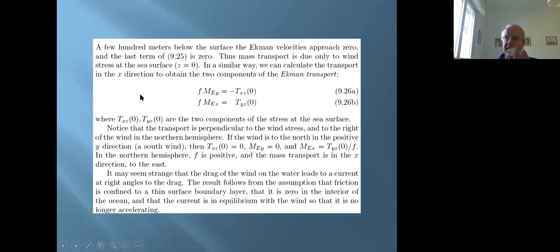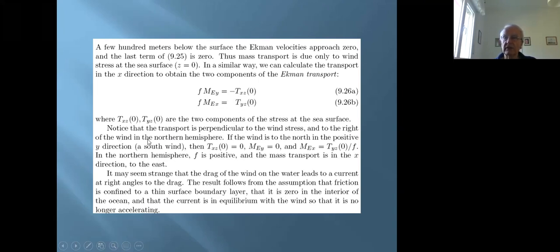So we calculate, and these are the results of that. These are the two components of the stress at the sea surface, and these are the two components of the transport. You can see that these two are directly proportional to the wind stress. And again, from here, you can notice that the transport is perpendicular to the wind stress.